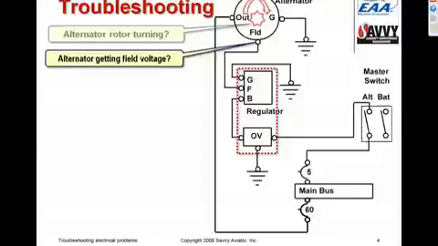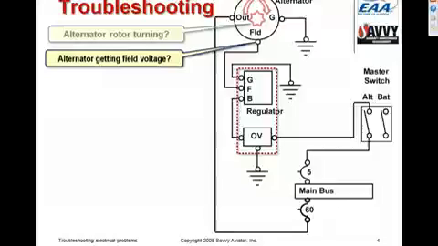If the alternator is turning, and if the alternator is getting field voltage, then it is getting everything that it needs, and therefore the alternator itself must be the culprit. But if the alternator is not getting field voltage, then it's pretty clear that it's not the alternator's fault, so we need to dig a little bit deeper.